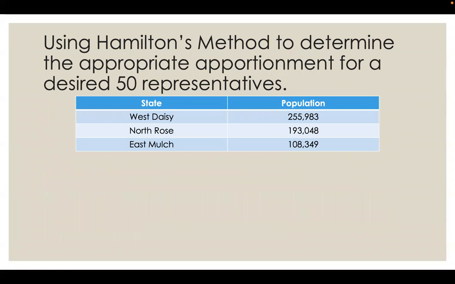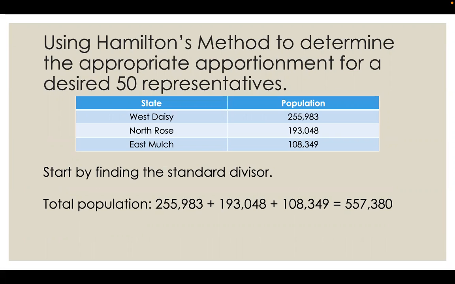And let's check this out. So we're going to use Hamilton's method to determine the appropriate apportionment for a desired 50 representatives. We have 3 states, West Daisy, North Rose, and East Mulch. Populations are given. So we have to start by finding the standard divisor, which means we need the total population.